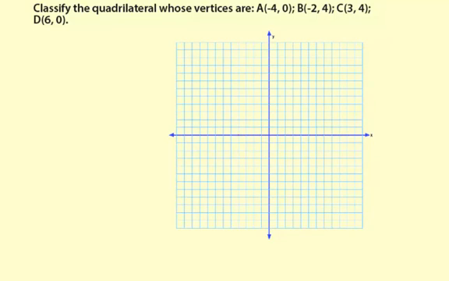So the first point A is (-4, 0) right there. B is (-2, 4). C is (3, 4). And D is (6, 0). Okay, so now I'm going to connect the vertices and we'll see if we can figure out what type of quadrilateral we have.